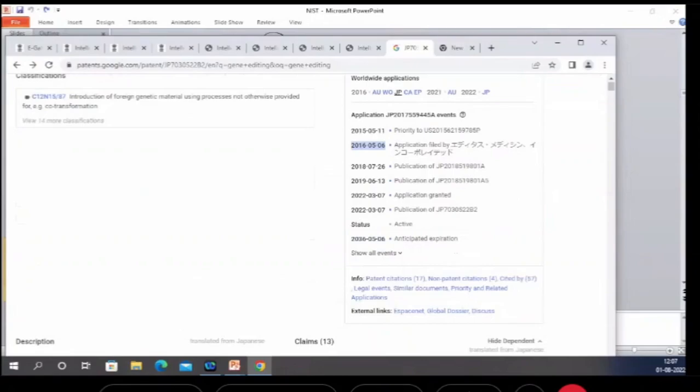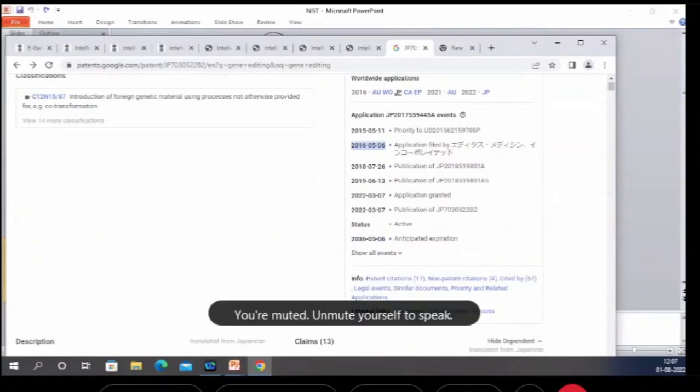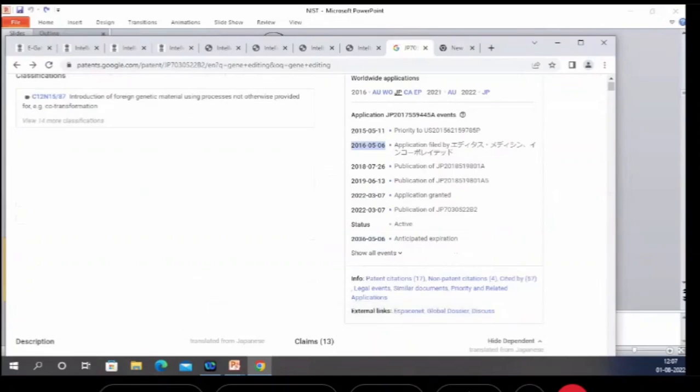There is a separate form for addition of an inventor. You can file it, I think some 800 or 1600 rupees is there. You can add the inventor at a later stage, no issue. Yeah, Arnab has rightly explained. If you want to add an inventor, you have to take written permission from all the other inventors that we are adding him. And if they consent, after the consent, you can add the inventor.